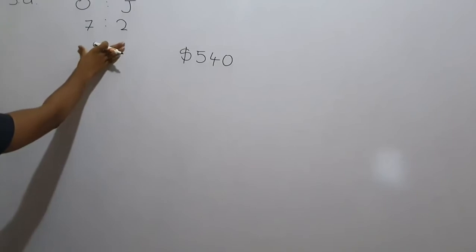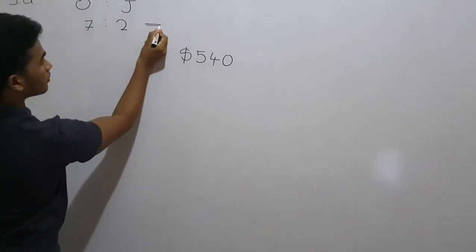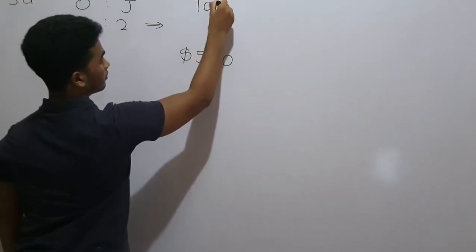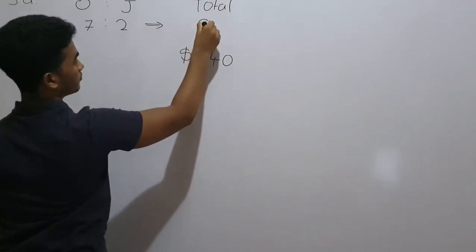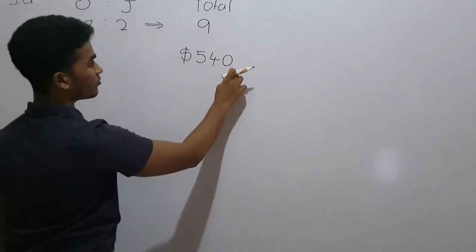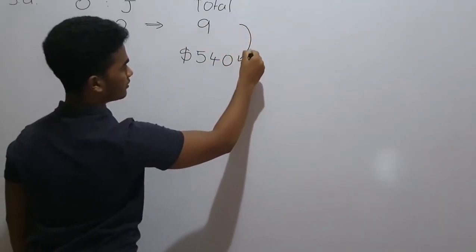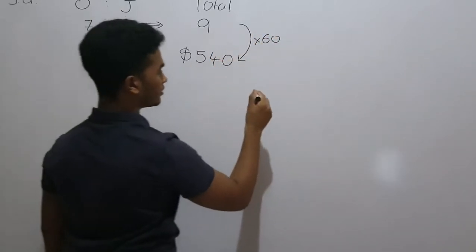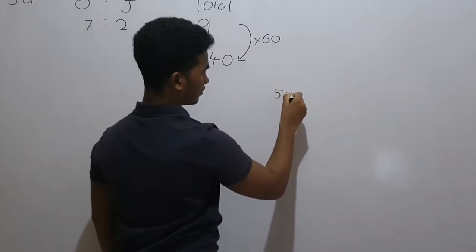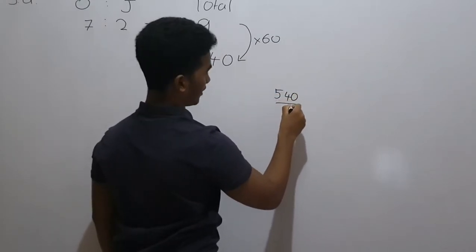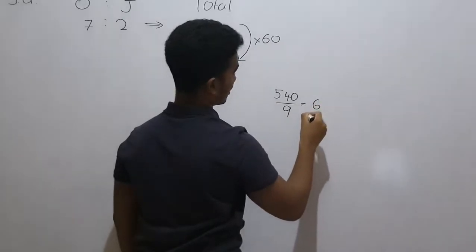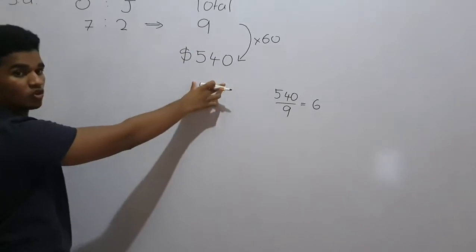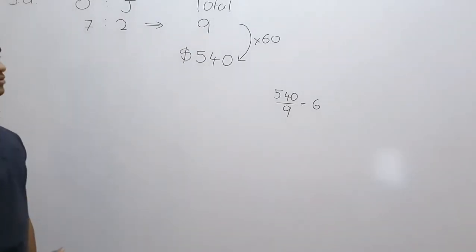We'll get the total parts. When you total the ratio, it is 9. To make 9 into 540, you should multiply it by 60. How I got 60 is 540 divided by 9, which is 60. So what I need to do is make 9 into 540, so I multiply it by 60.